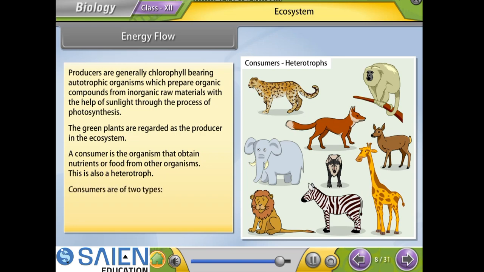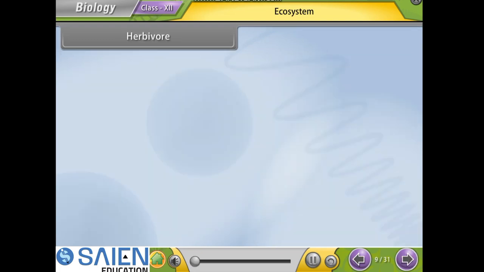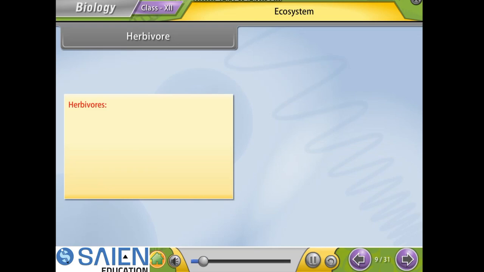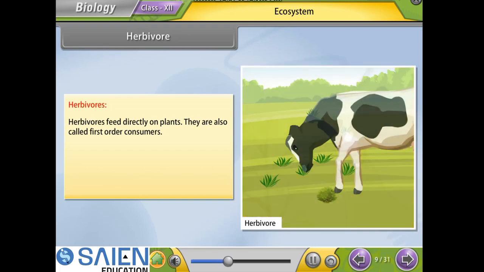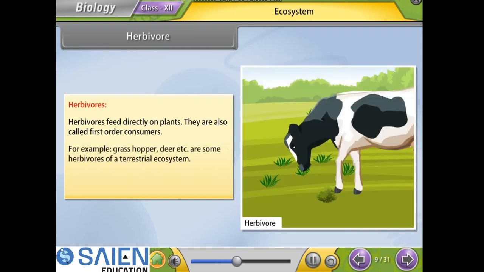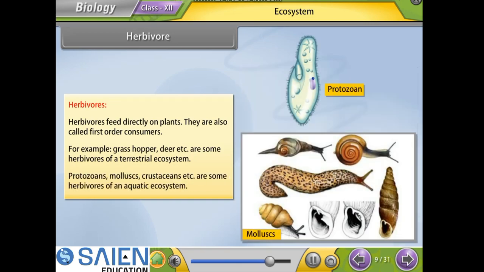Consumers are of two types. They are herbivore and carnivore. Herbivore. Herbivores feed directly on plants. They are also called first-order consumers. For example, grasshopper, deer, etc. are some herbivores of a terrestrial ecosystem. Protozoans, mollusks, crustaceans, etc. are some herbivores of an aquatic ecosystem.